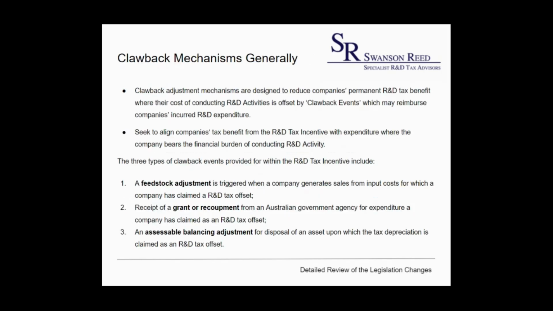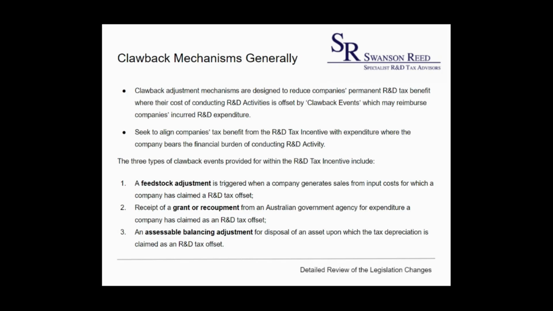Clawback adjustment mechanisms have always existed within the R&D tax incentive programs in some form, and they are designed to reduce companies' permanent R&D tax benefit where their cost of conducting R&D activities is offset by clawback events, which may reimburse companies' incurred R&D expenditure. The rationale for these clawback adjustment mechanisms is to align companies' benefit from the R&D tax incentive with expenditure where the company bears the financial burden of conducting the R&D activity.